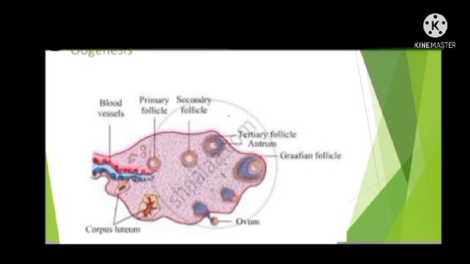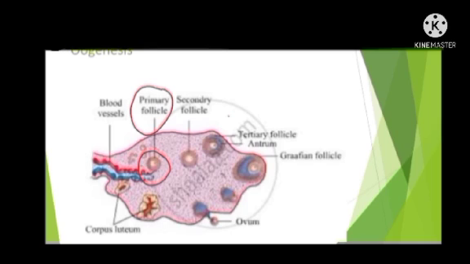Each primary oocyte will be surrounded by a layer of granulosa cells, and now it is said to be the primary follicle. Here you can see the primary follicle. So actually, what is that primary follicle? The primary oocyte surrounded by a layer of granulosa cells is called the primary follicle. So where is the primary oocyte now present? It is present within the primary follicle.